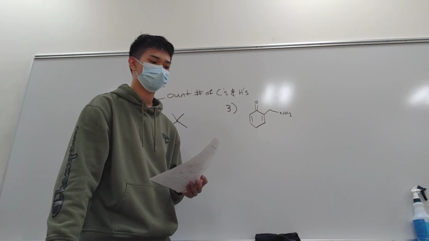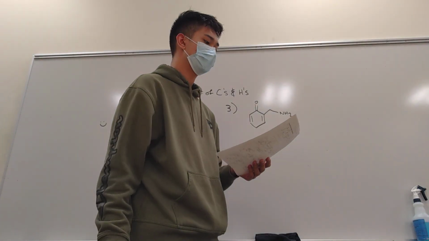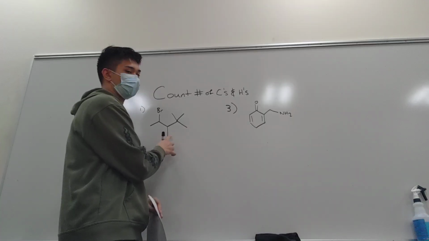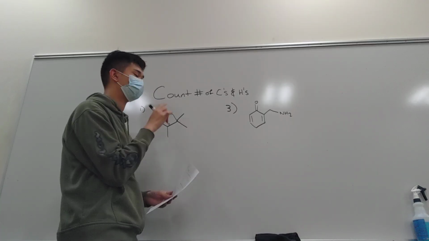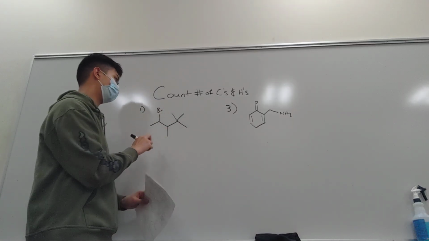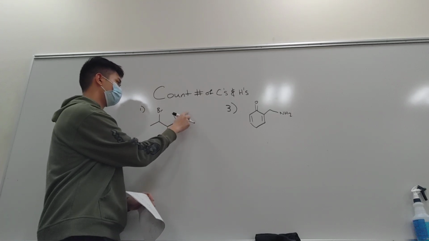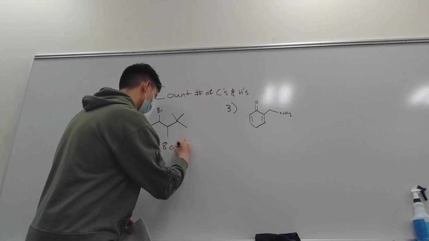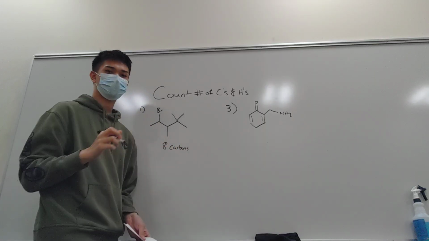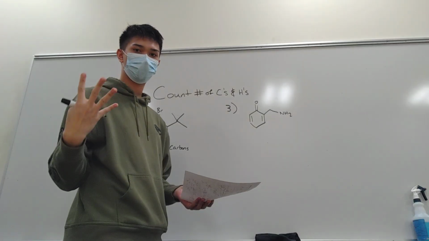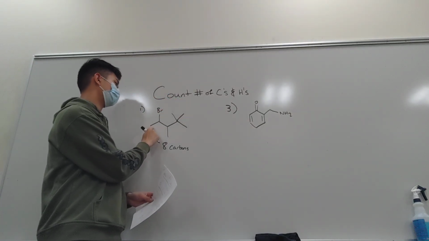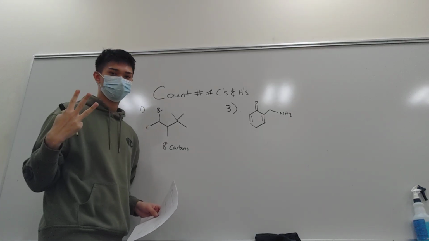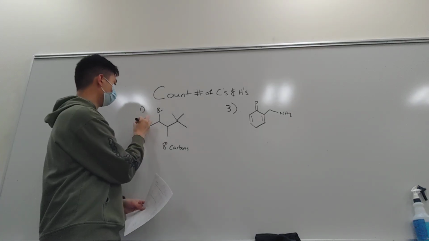Line bond structures imply the carbons and hydrogens. So each bend in a molecule counts as one carbon, as well as each terminus. If we count 1, 2, 3, 4, 5, 6, 7, 8 carbons, and we know that carbon likes to have 4 bonds, so we can see here that we have one bond with this one carbon. So the other 3 must be bonded to 3 hydrogens.